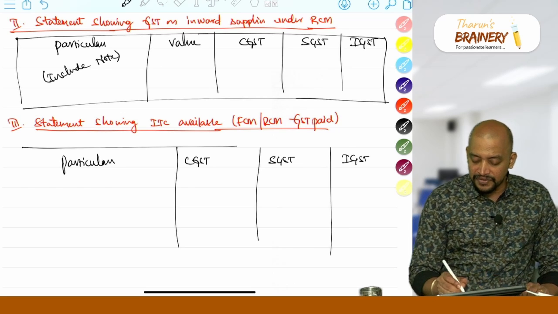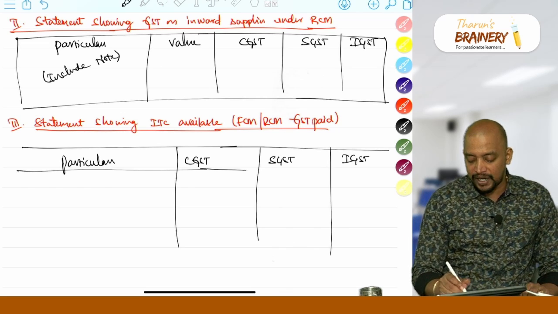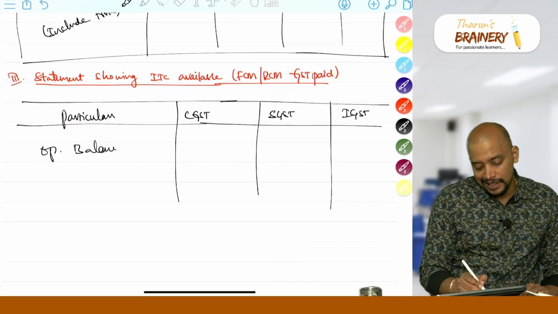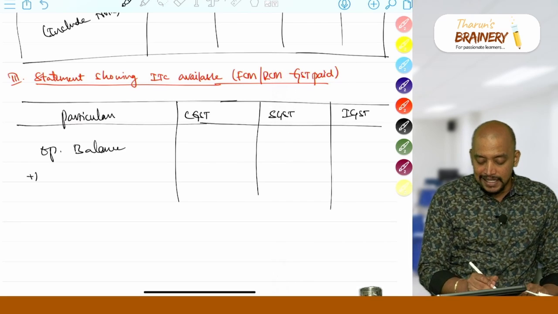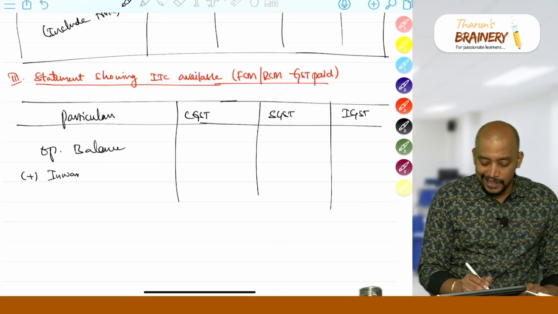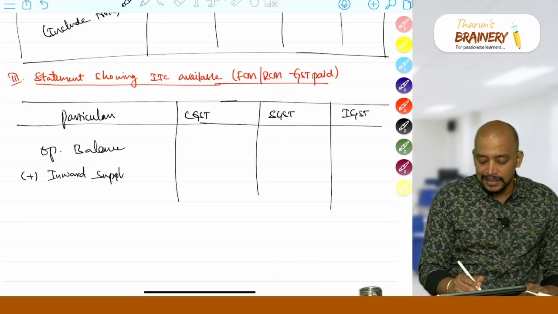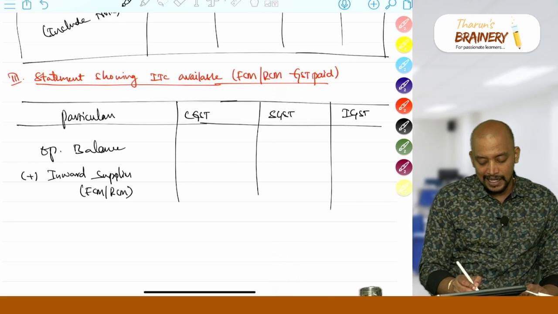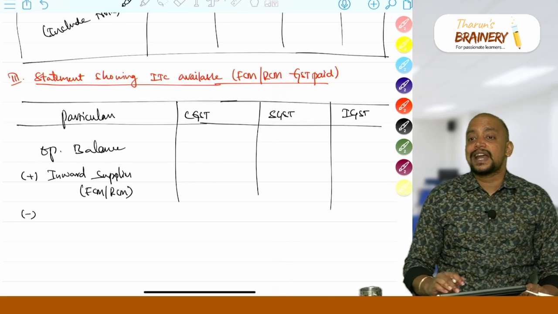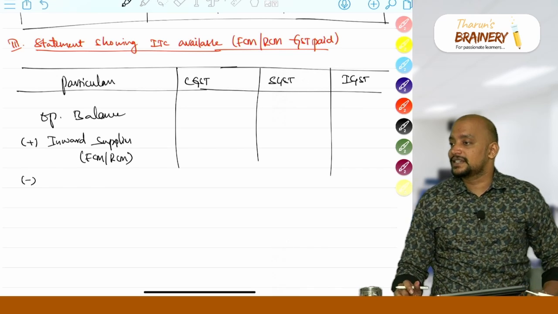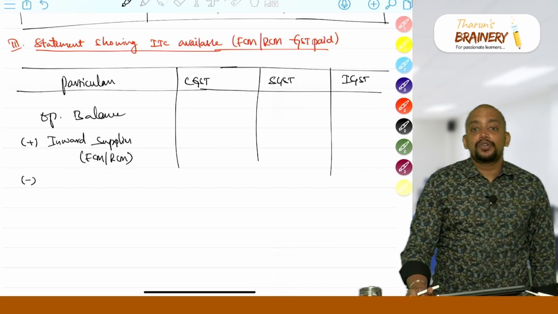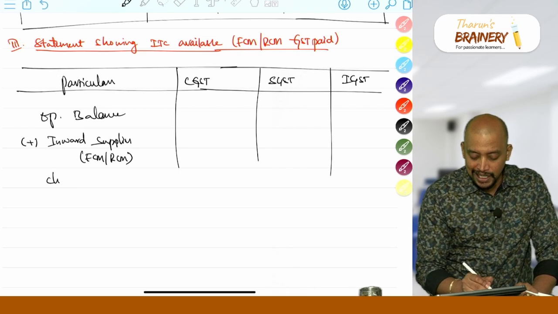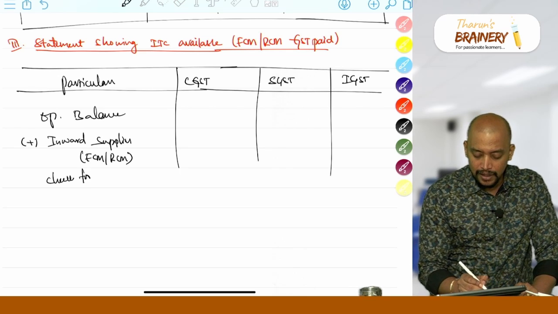We need to check if there is any opening balance. I will tell you the format for this also. First you need to take the opening balance. After that you need to see, is there any inward supplies? That you need to take, whether you pay GST under FCM or RCM. And then you need to reverse the ITC, proportionate ITC. Understood? If you have any proportionate ITC, that should be taken. So check for proportionate ITC.